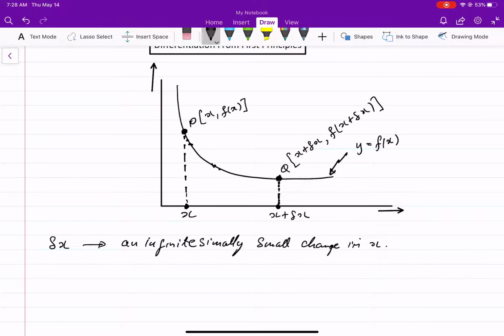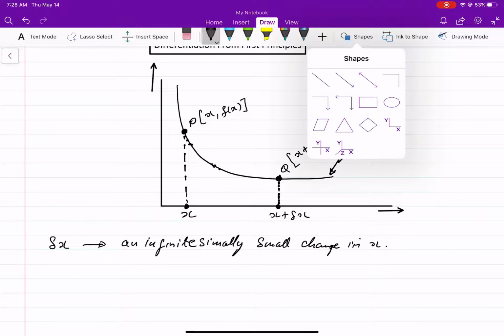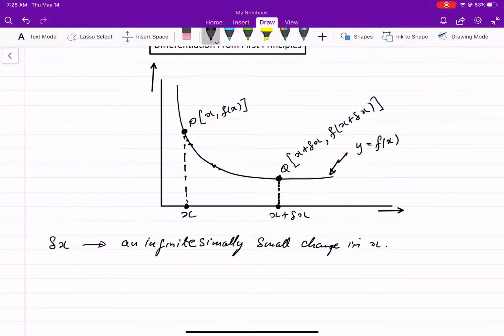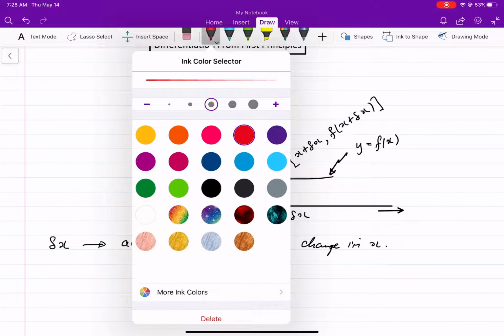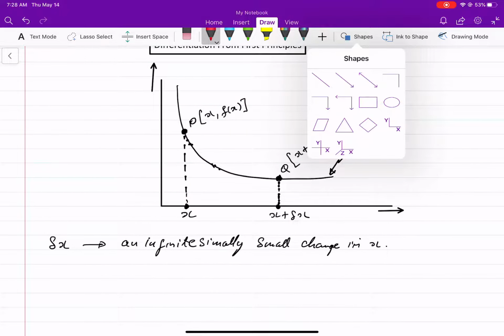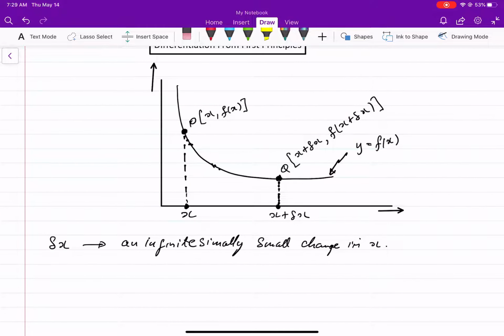And what I'm going to do, I'm going to draw a line. I'm going to give it a different color. I'm going to color code this thing. This first line will be in red. I'm going to draw a line joining the points P and Q. So there. That line passing through both P and Q is called a secant.